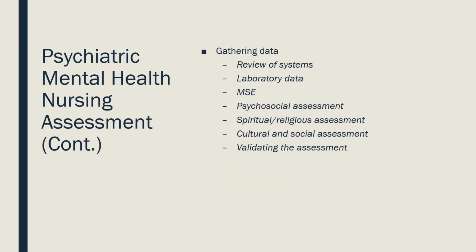So as we start gathering our data, we want to review the systems. Nurses are going to gather vital signs, historical and current review of body systems, and document any allergies. Many symptoms of depression, anxiety, and psychosis are often associated with physical conditions. So it's really important that we rule out those physical causes of symptoms so that we can get to the source of the symptoms the patient is experiencing.